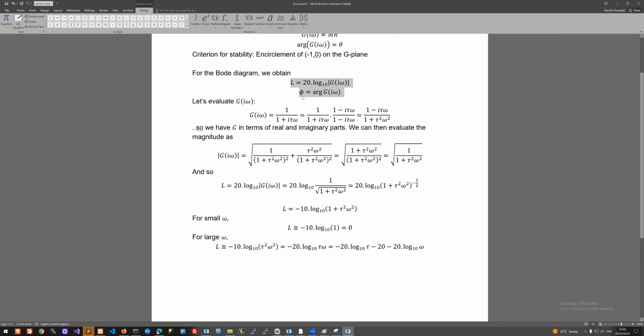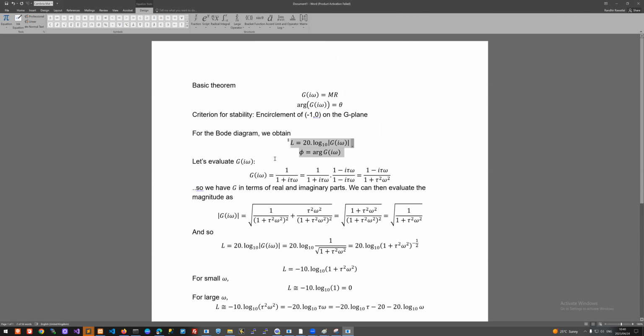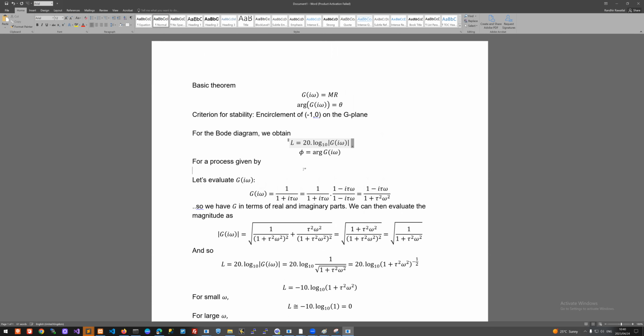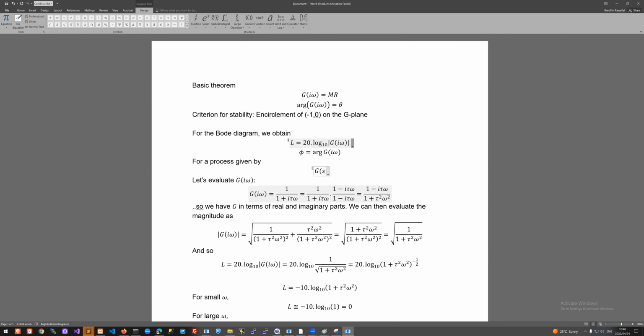And we talked about how to work out this L function last time. So we said, let's say we have this original function. So for a process given by G of S equals 1 over 1 plus tau S.